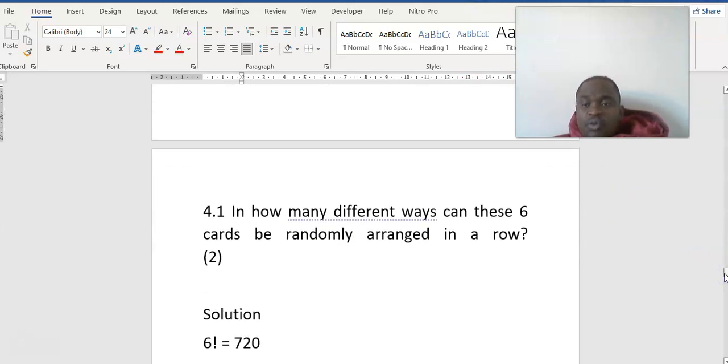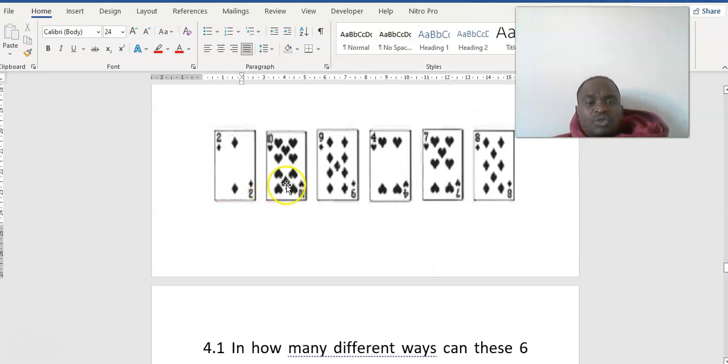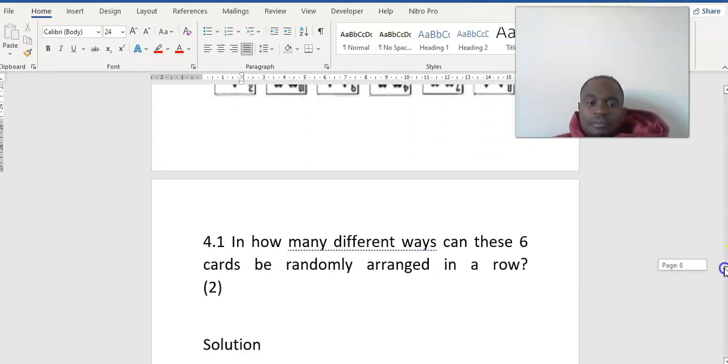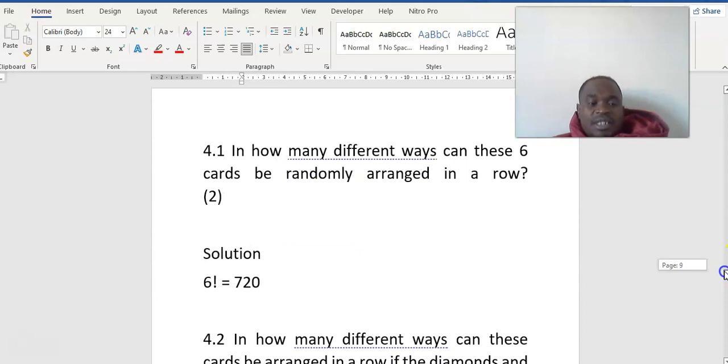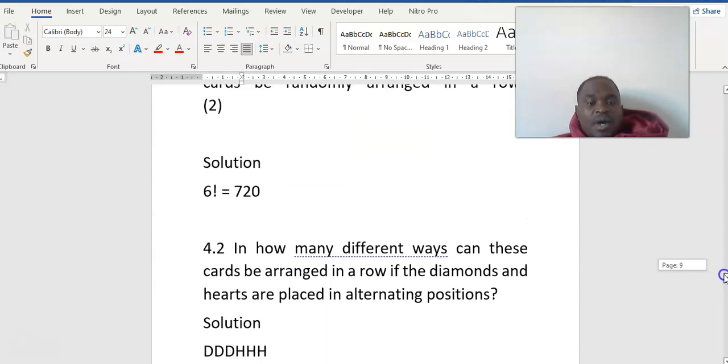So the shortest way of doing it is going to be what? 6 factorial. How? Count 1, 2, 3, 4, 5, 6. That is, you have 6 spaces. The first will take 6, the second will take 5, then 4, 3, 2, and 1, which is 6 factorial. Which is going to give us what? 720.